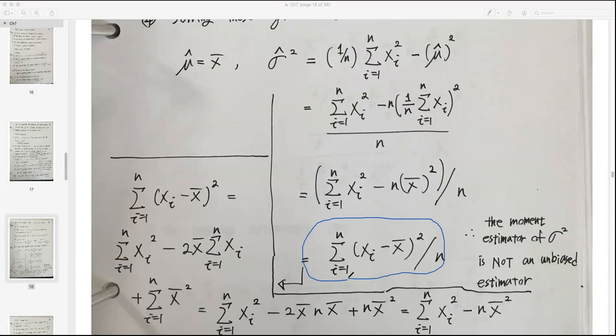But that's different from the sample variance, right? The sample variance is the sum of xi minus x bar squared over n minus 1, not n. So the moment estimator of sigma squared is not an unbiased estimator. I mean, it is a biased estimator.